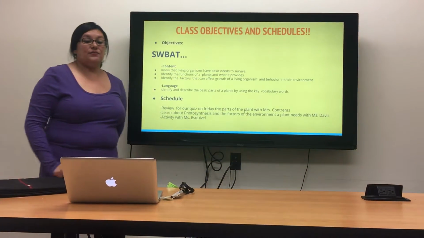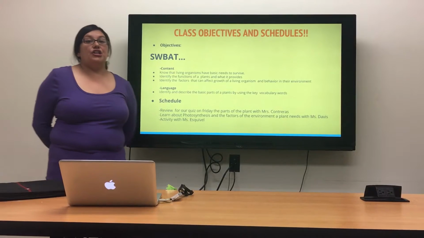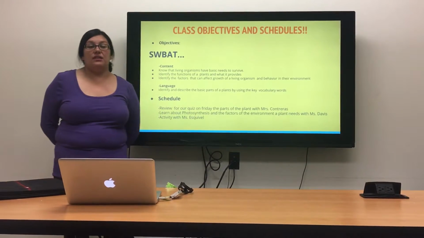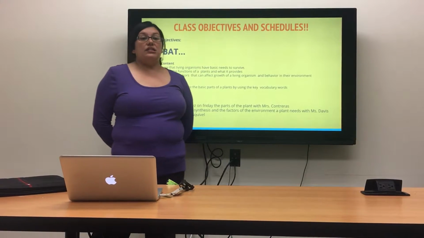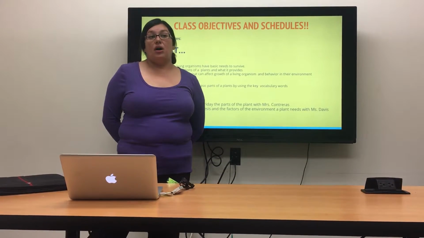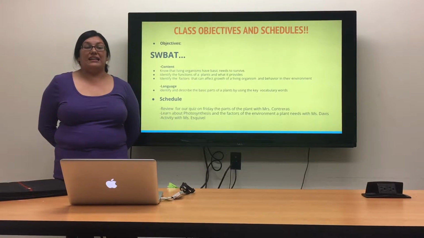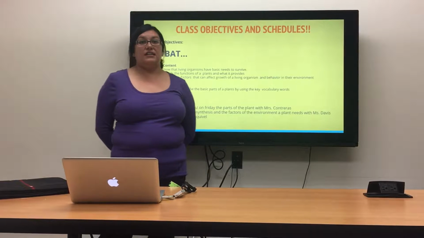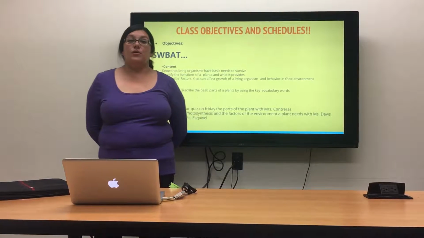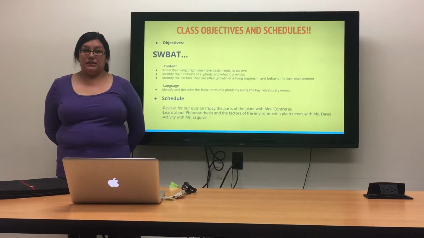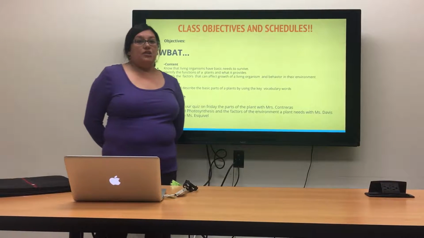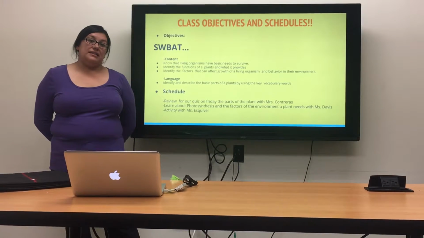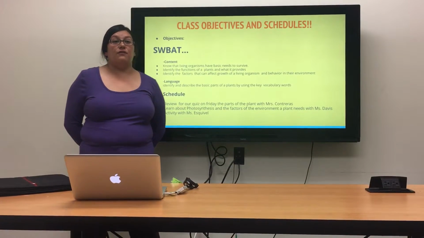So our class objectives for today: you're going to know that plants have basic functions and needs in order to survive. You're also going to be able to identify the plant's parts and structures and what it needs to survive. You're also going to be able to identify the things that can affect the growth and the behavior of a plant. As a language objective, you're going to be able to identify and describe the basic needs of the plants by using the key vocabulary.